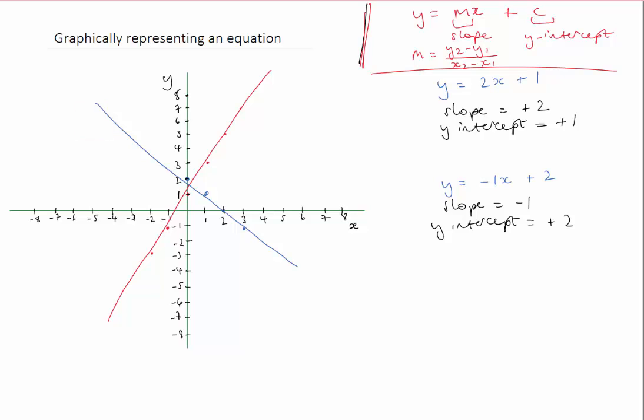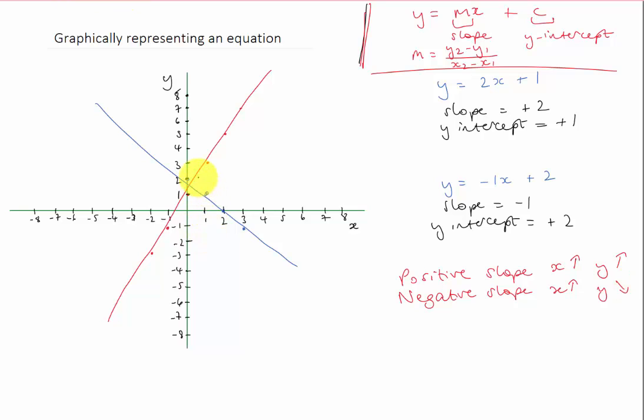Alright, so let's just remind ourselves about these slopes. So a positive slope, that means when x goes up, y also goes up, whereas a negative slope, when the x values increase, then the y values decrease.